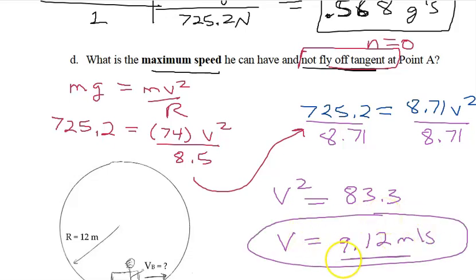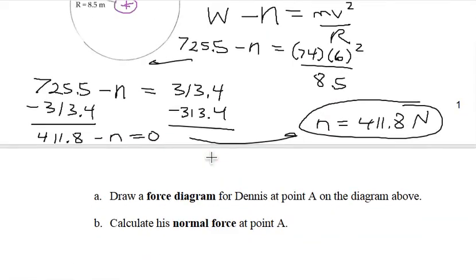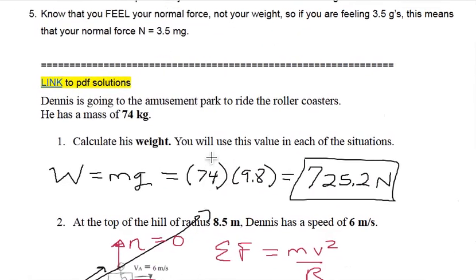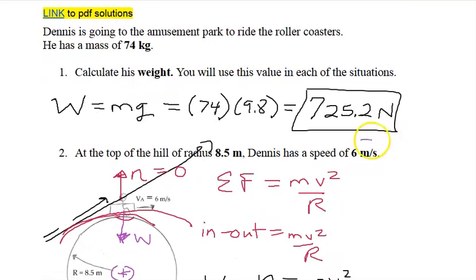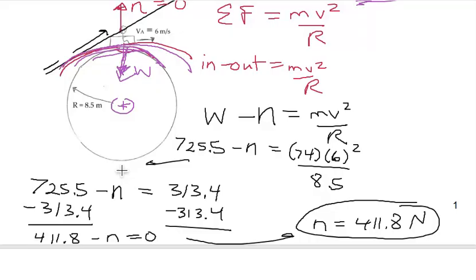So let's check our work. If he goes 9, he loses contact. So go back here, and he was only going 6, so that makes sense. The normal force was not 0 because he was going slower. So he's going slowly enough that the weight was more than it needed to be to turn, so the weight was actually, in addition to turning him, pushing him into the track, which caused the normal force.